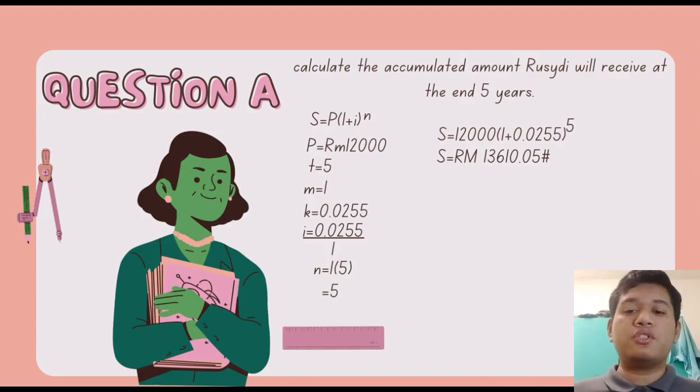Now we already have all the values, we just need to substitute them into the formula. After we substitute, we get S equals 12,000 times (1 + 0.0255)^5. Now we just need to use the calculator to get our final answer. The final answer that we will get is S equals 13,610 ringgit and 5 cents.